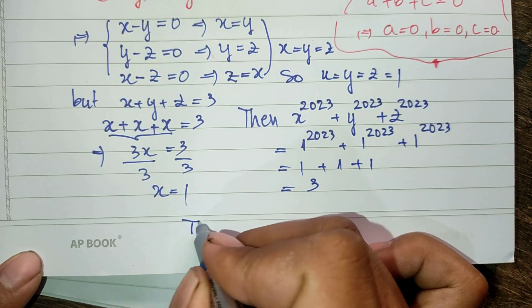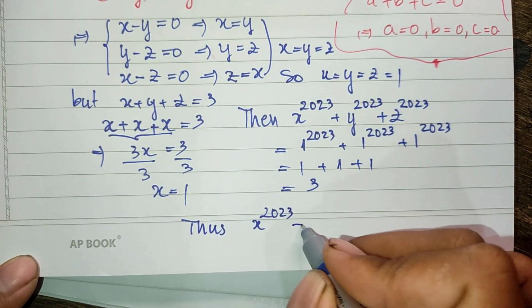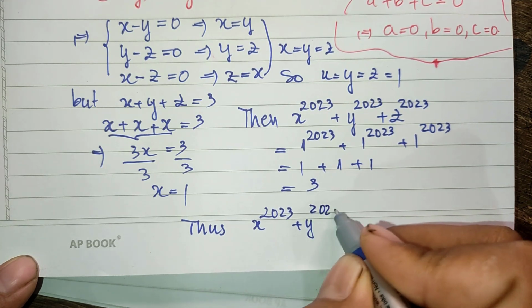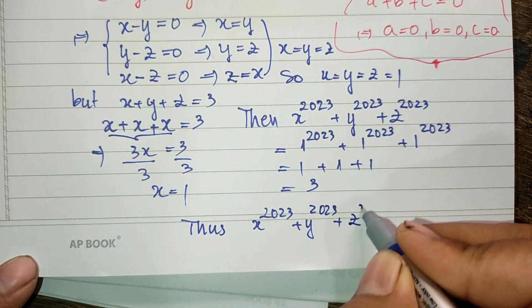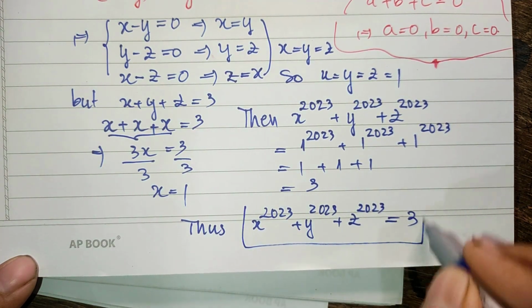So x power 2023 plus y power 2023 plus z power 2023 equals 3 is our answer.